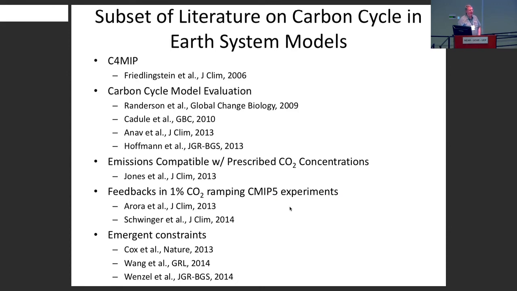There's a whole literature on how the CMIP models are representing the carbon cycle in CMIP5 and CMIP6. I'm mostly listing this here because the slides are available to you, so that you can dig into the literature and learn about all the exciting science that's going on to constrain the carbon cycle in Earth system models and what we're learning from it.